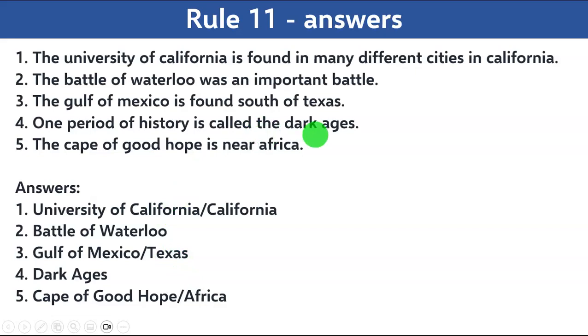Number 4, Dark Ages. Of, which is a preposition, and yes, of is a preposition, will not be capitalized. Number 5, the Cape of Good Hope is near Africa. Cape, Good, and Hope will be capitalized, and of course Africa will be capitalized because it is a proper noun. Again, of will not be capitalized. All right, so that was rule number 11. Let's go on to rule number 12.